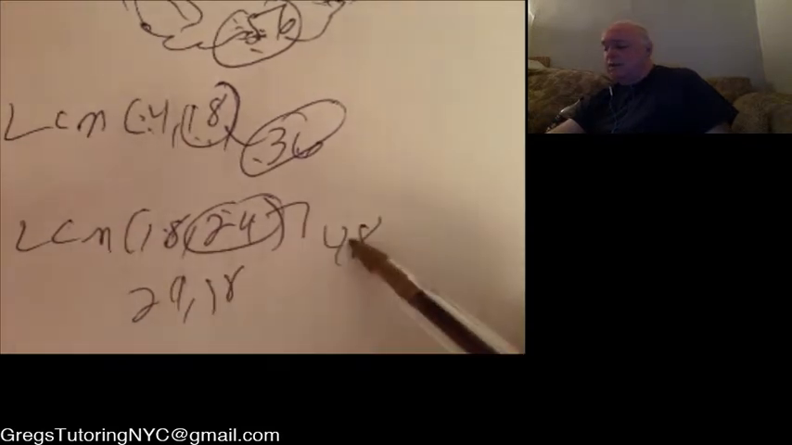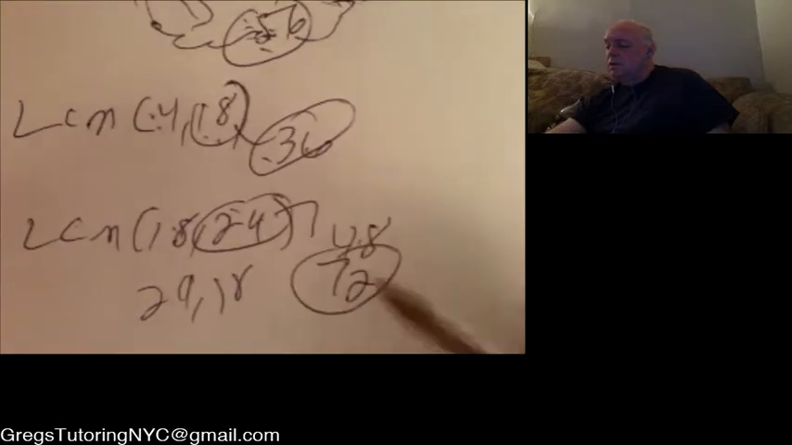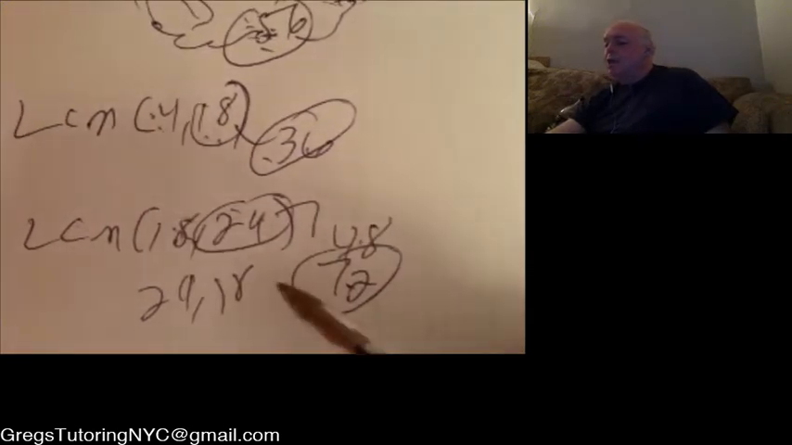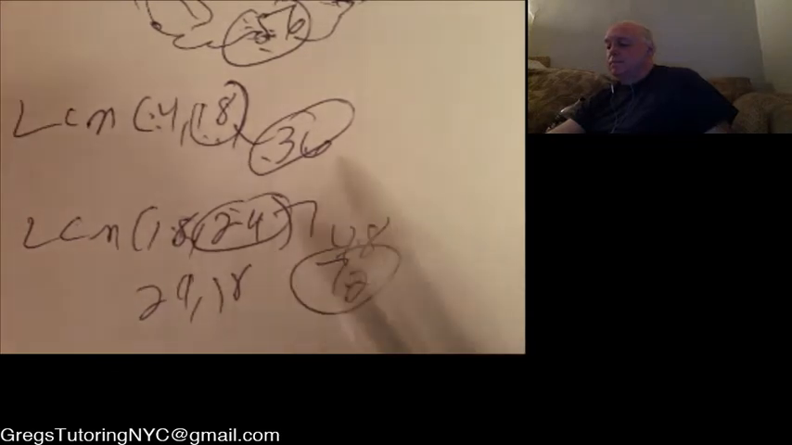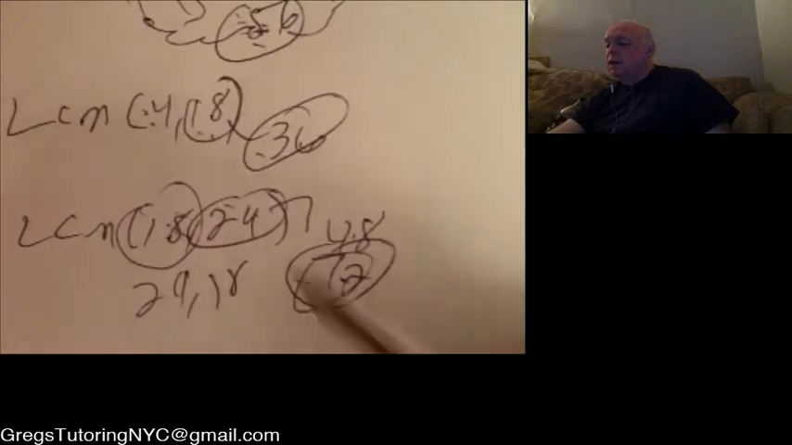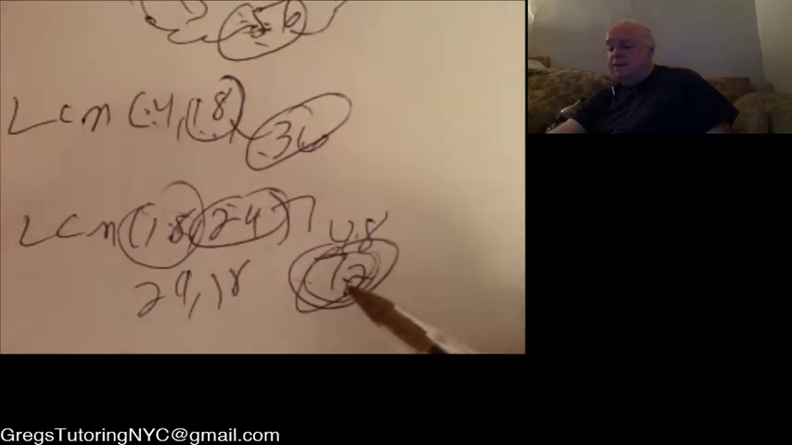Is 18 a factor of 48? No. Get the next multiple of 24, which is 72. Is 18 a factor of 72? Yeah. Again, you guys need to know this stuff. So don't just say, oh, that's an ugly number. No, it's not the case. It is. It's times 4. So boom, you're done. It's 72.